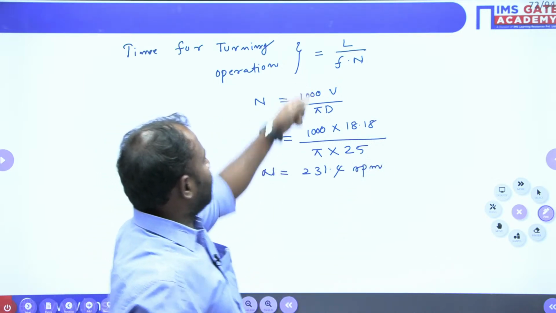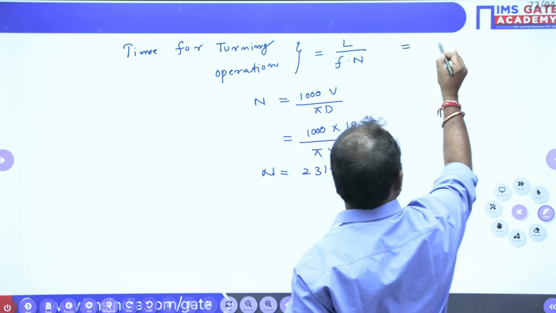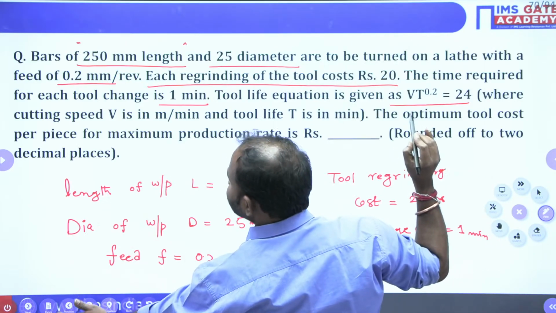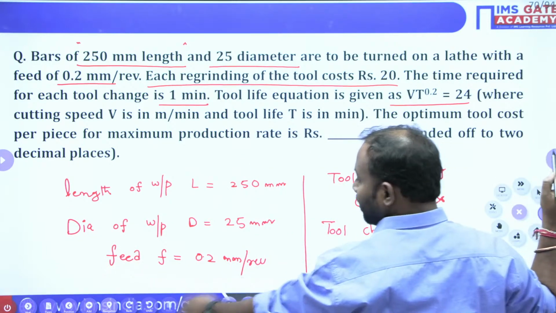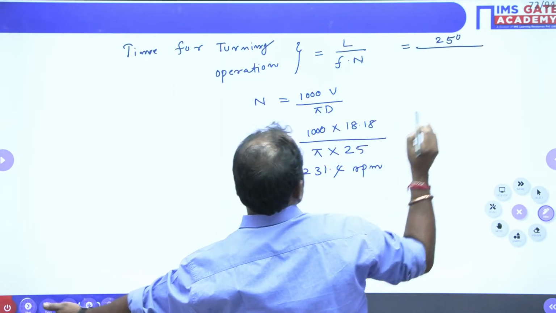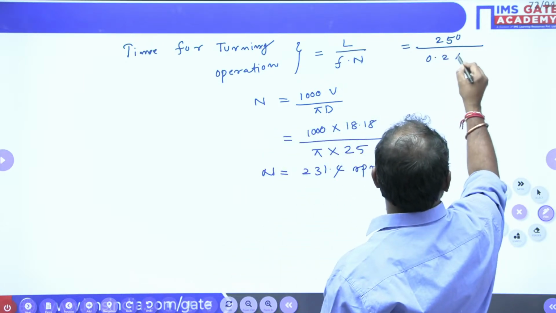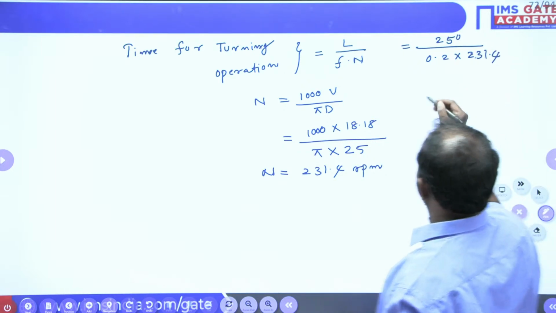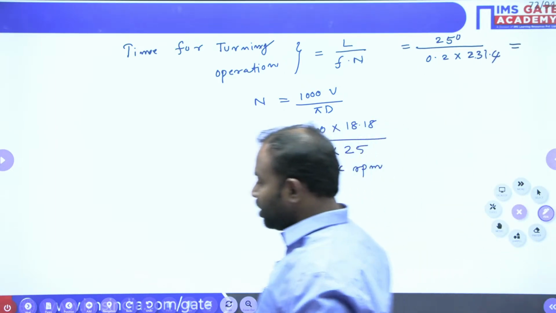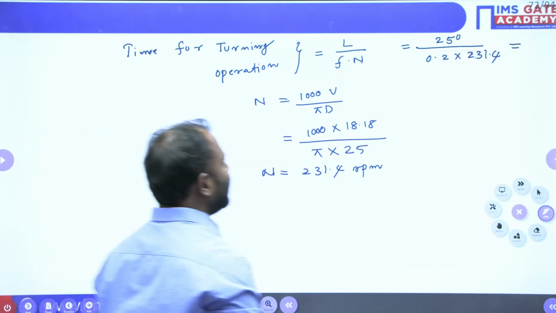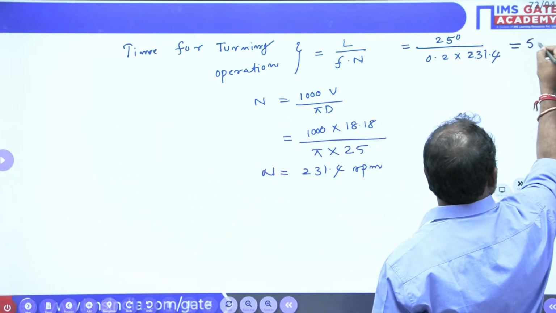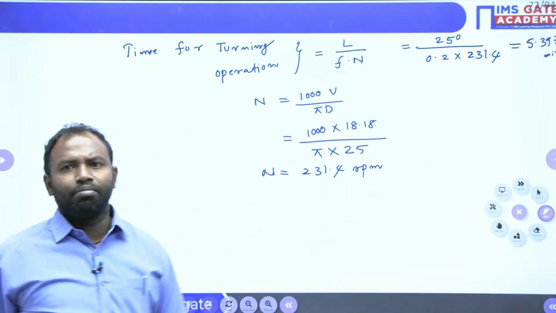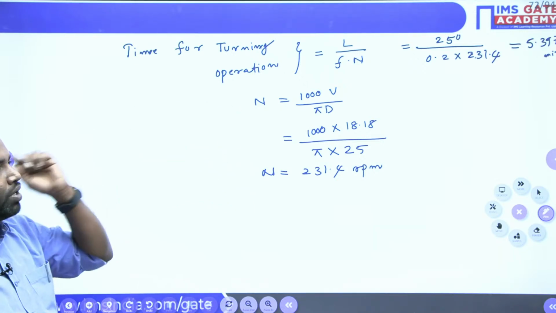Now we know that L is 250 divided by F. F is given in the problem, feed rate is 0.2 mm per revolution, into 231.4 rpm. You are going to get machining time of 5.397 minutes. So now you got machining time, and you got tool life.